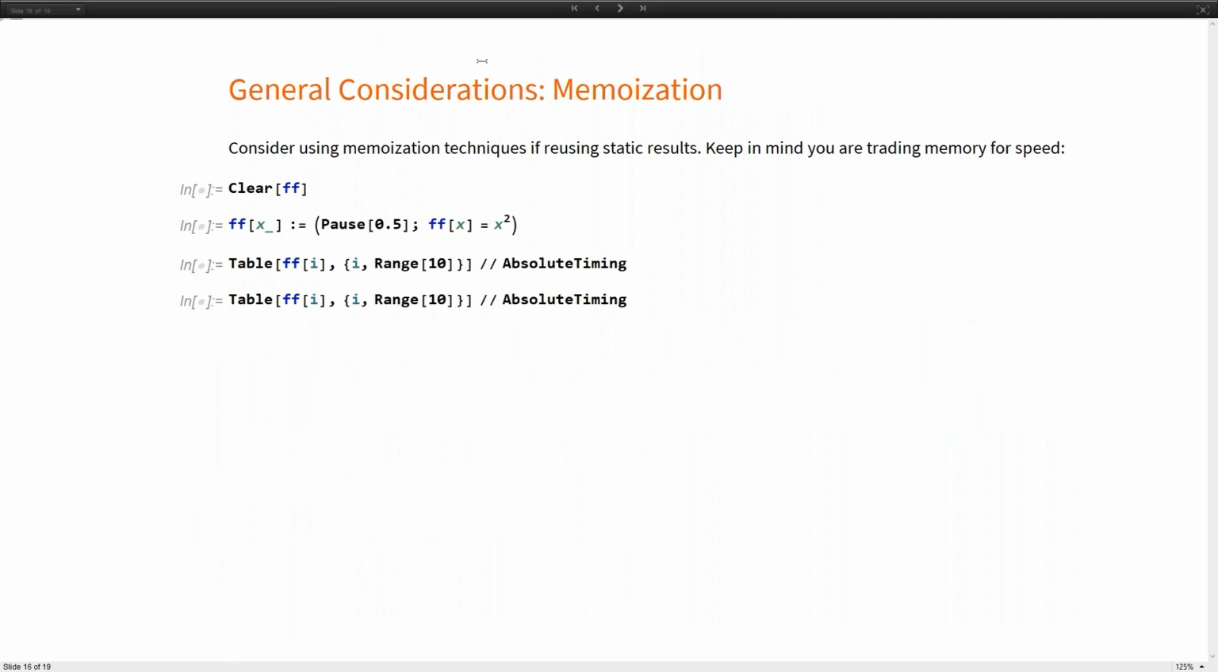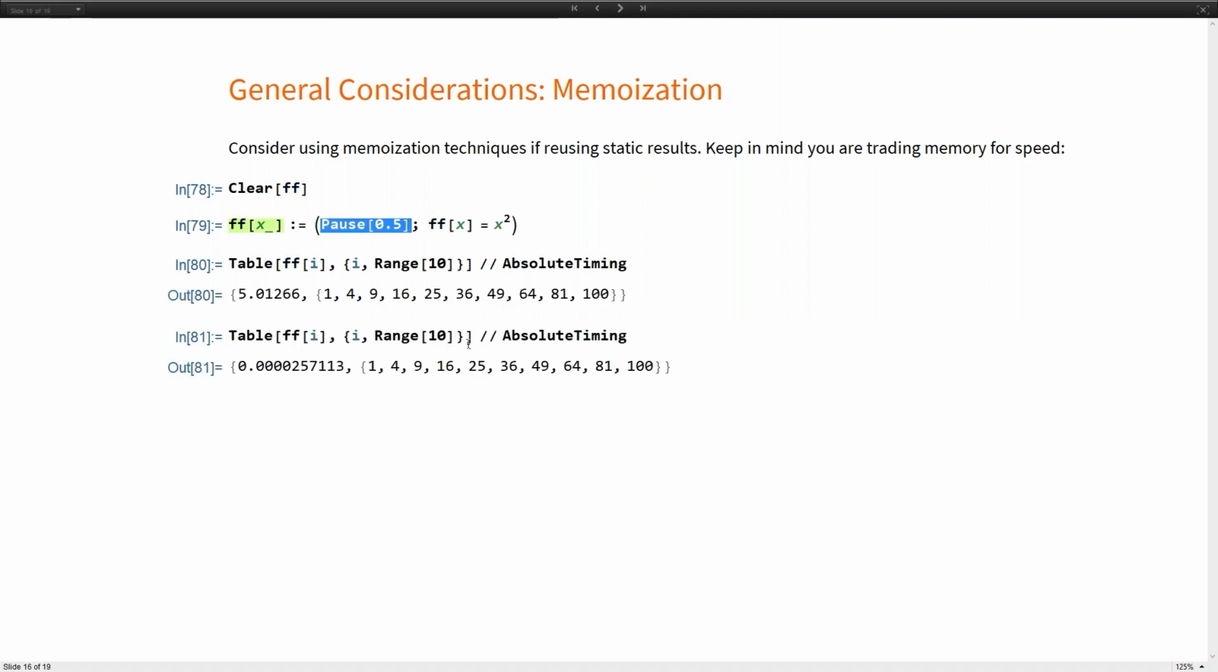So other considerations in speeding up your single kernel calculations. One concept is memoization, where you basically save the value that you've calculated in order to access it much quicker at a later time. So I'm going to go ahead and evaluate these. Now I have defined a function here, ff, which uses the Pause function as a representation of an evaluation that takes a long time to finish, but does return just a simple result.